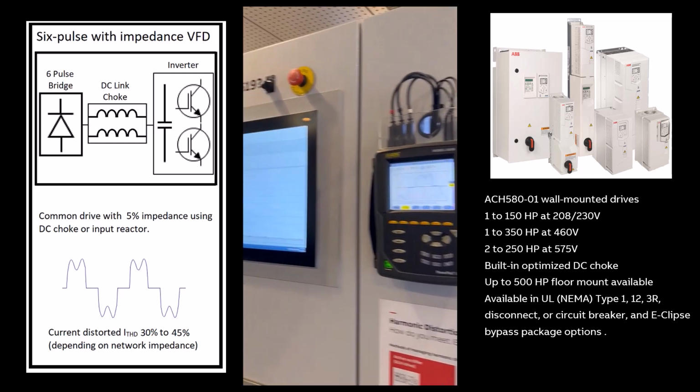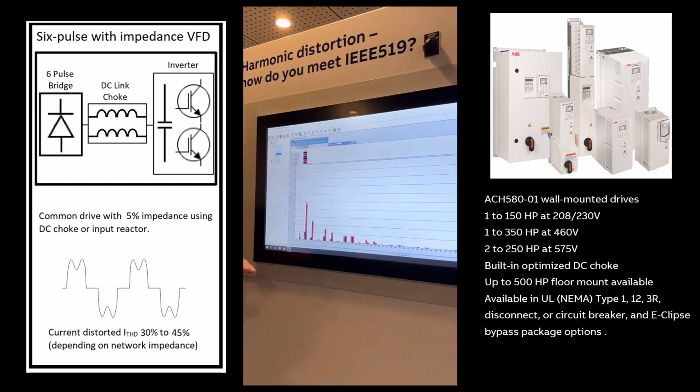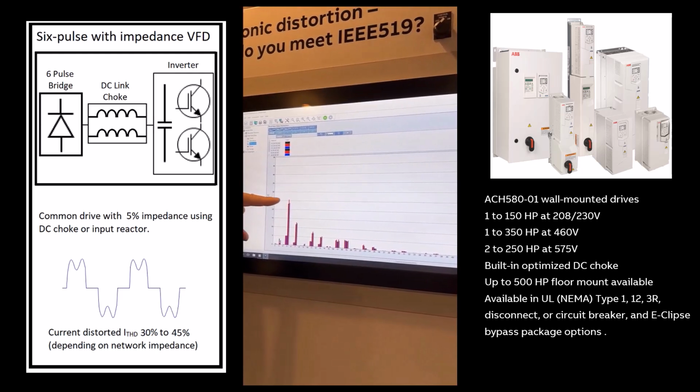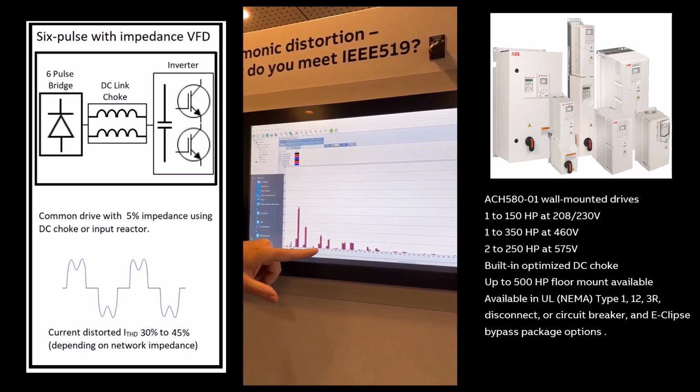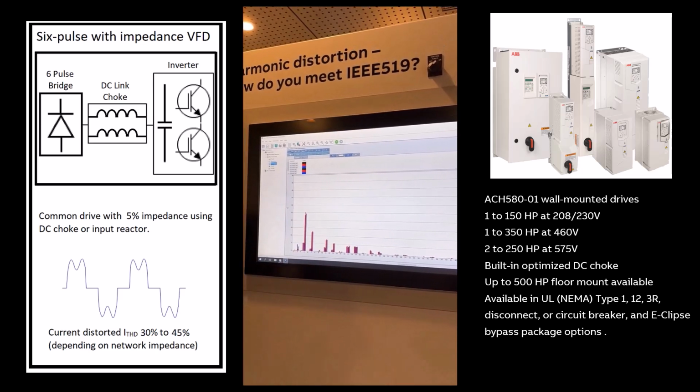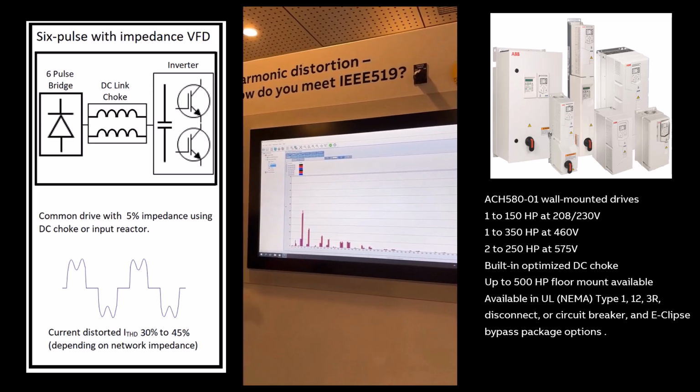And if we look at this chart here, and on the video it might look the same, you have to see though, the percentage of the fundamental is now 25% right here. So our 5th, our 7th, our 13th, and everything else have all dropped tremendously. And that's very common with a diode bridge with a built-in DC link choke.